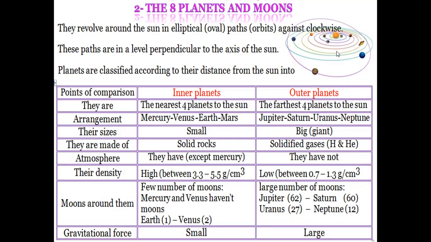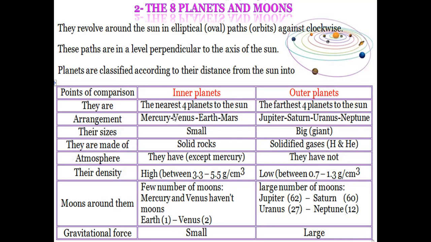Planets are classified into 2 main groups according to their distance from the sun. Some of these planets are nearer to the sun, so they are called inner planets. Some of these planets are far away from the sun, so they are called the outer planets. Number 1, inner planets are the nearest 4 planets to the sun. The outer planets are the farthest 4 planets from the sun.